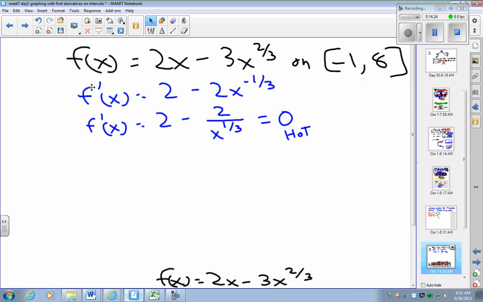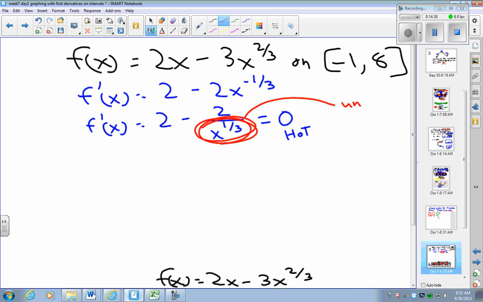But before you solve that, right away, this is screaming at you that this is undefined when x equals 0. If you plug in 0 right now in this derivative, you have a 2 minus 2 divided by 0. That's undefined. So that makes the whole derivative undefined. So I know this is a critical point because it could be something like that or like that. I might find a max or a min at that place. Even though I can't take the derivative, it doesn't mean that there might not be a min or a max at those points. Okay? That's the undefined part.